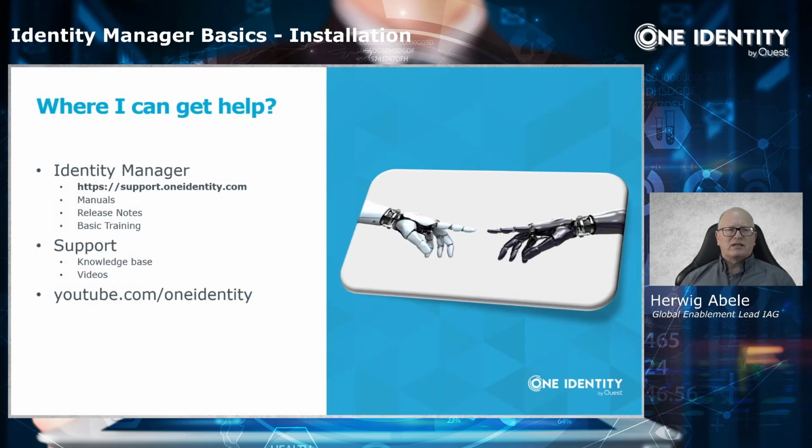The next question is where you can get help. At the end, you can get help from support.oneidentity.com. There are manuals, knowledge entries, release notes, and of course, you can get access to the basic trainings as well. With that, support.oneidentity.com should be your first choice. Additionally, there is the support where you can get help from experienced people. And you can also find some videos, like on the YouTube channel, which is our last option, but I nearly think you found it.